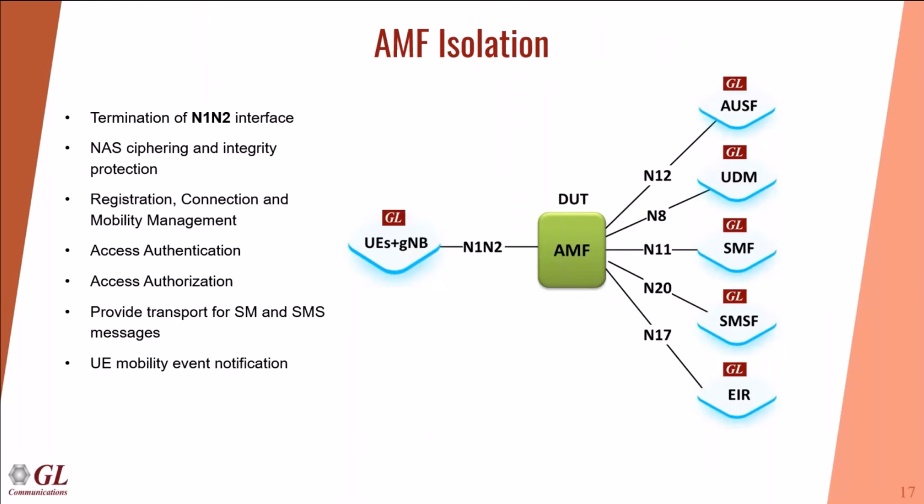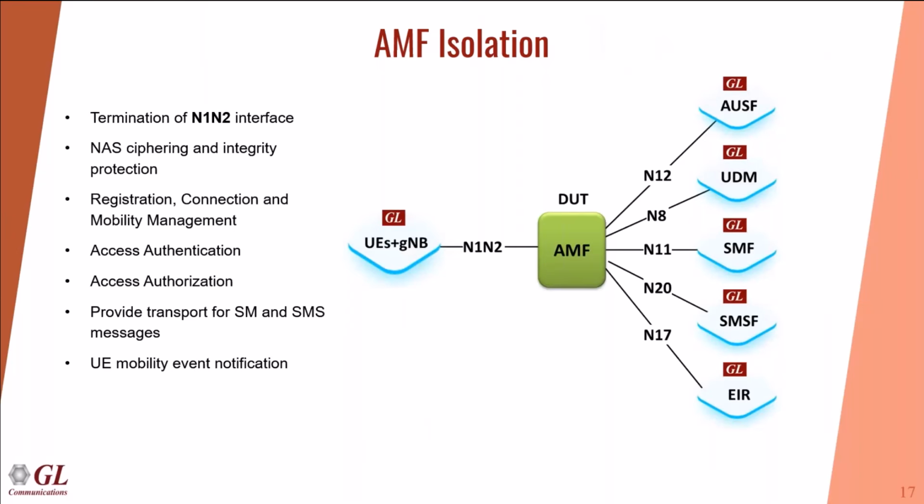JSON as the payload. So in order to test this AMF, we can use the GL's gNB emulator on one side to generate all the N1, N2 traffic, also hundreds of gNBs and thousands of UEs. And we can test the behavior of the AMF whenever different test cases are triggered here.